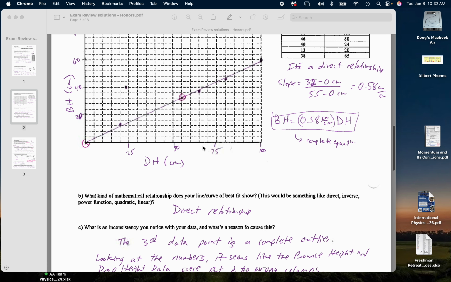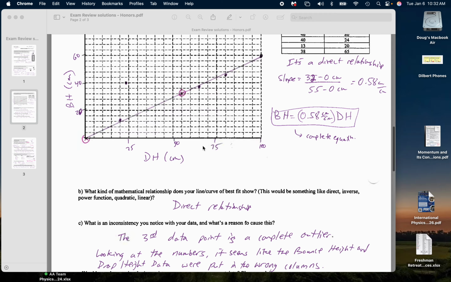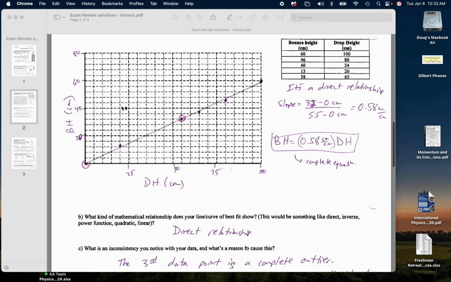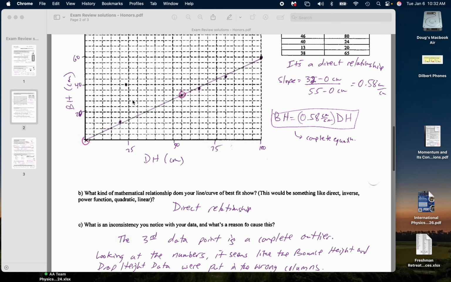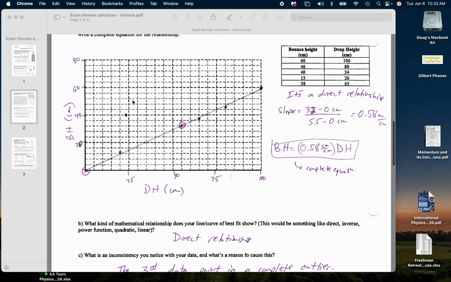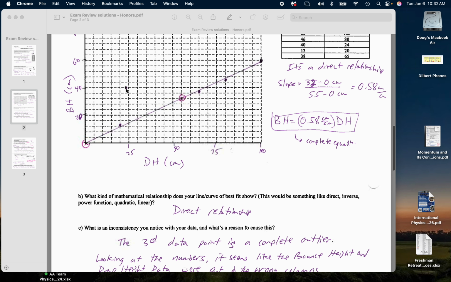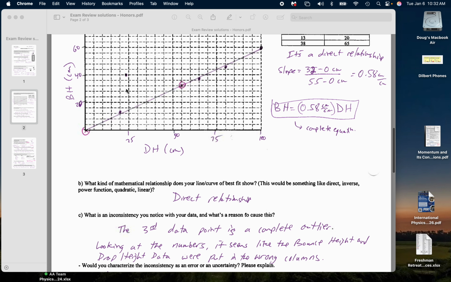Inconsistency, you notice, and what would be a reason to cause this? So the inconsistency is you have an outlier, way outlier over here. You can make a decision of possible inconsistencies. This seems so far off, it's more than just like a measuring thing.